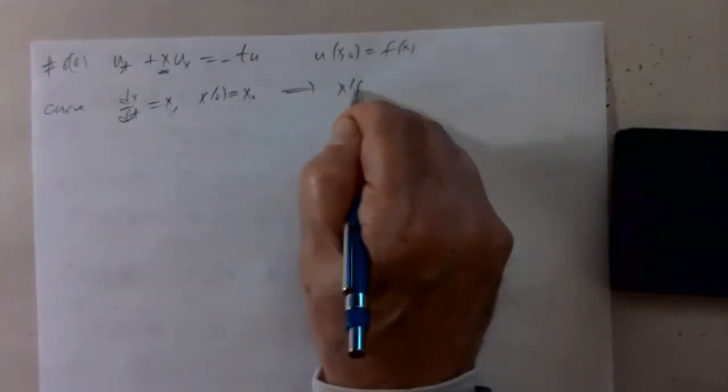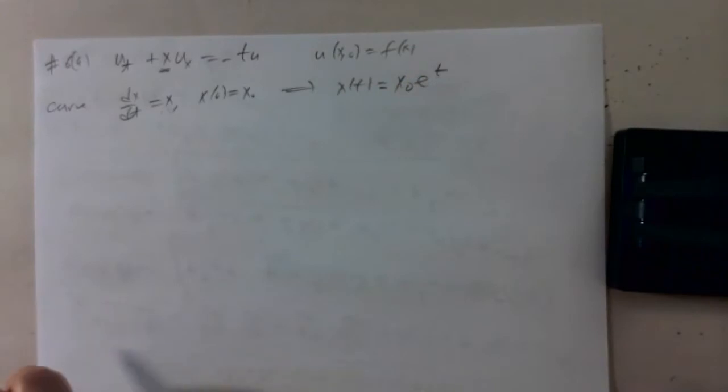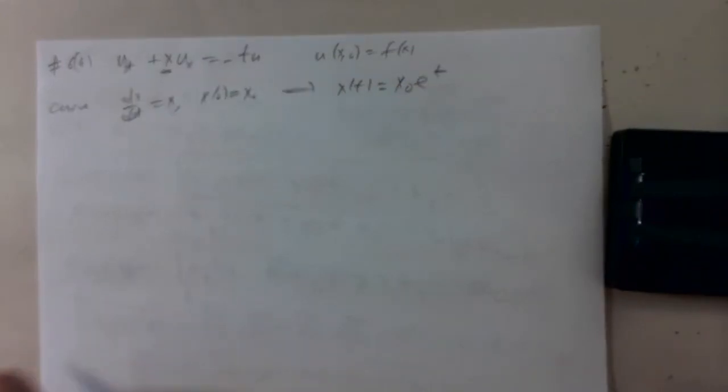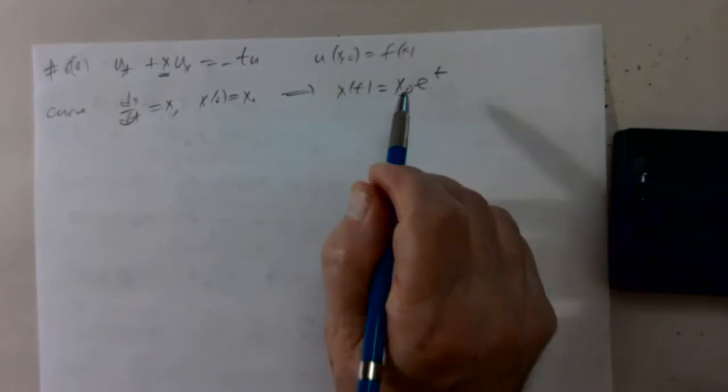Dx/dt equals x. So x of t, if dx/dt is x, is some constant times e to the t. And the constant is just the value of x at time 0, which I'm calling x naught.